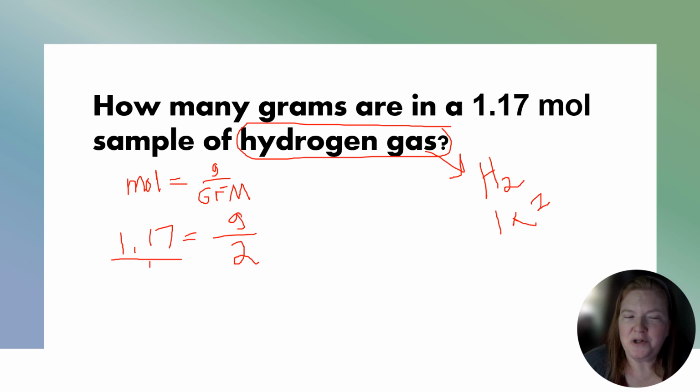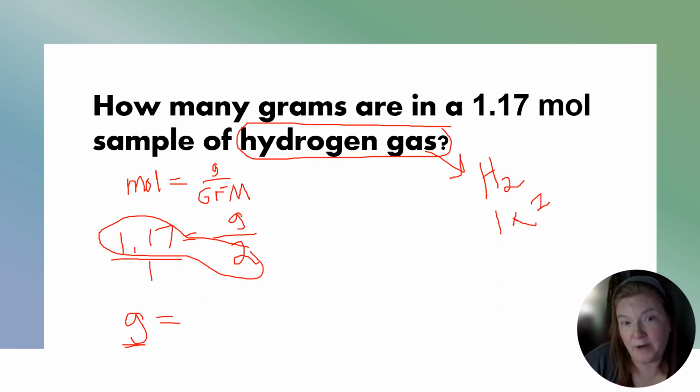What did I tell you to do? Turn it into cross-multiplying, please. Makes it so much easier. Put it over 1. Now you can cross-multiply. 1 times grams is just grams equals, and then you're going to multiply these two numbers together, and that will give you your answer in grams.